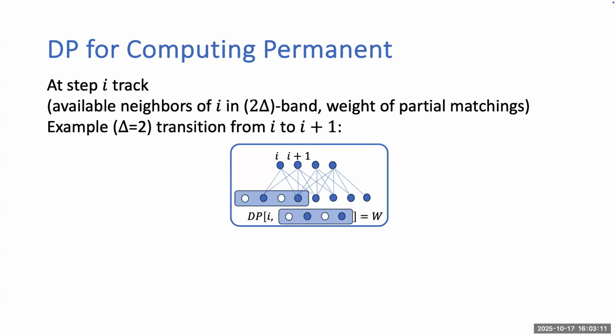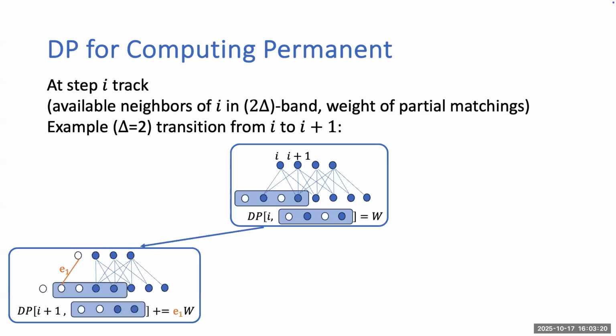Let's say so far in my table, I said the partial matching that reached this state for I is W. How can I update it for the next round? I look at all possible matchings for I. So let's say, for example, I is matched to this one, E1. Then I update the status of this node to be not available, and add E1 times W as the next weight for the next row of the table.